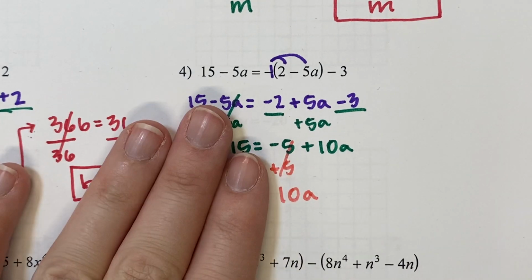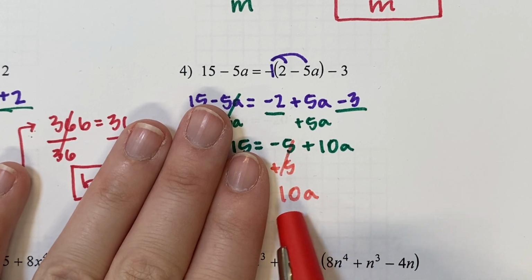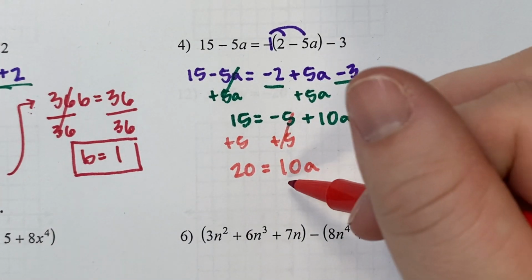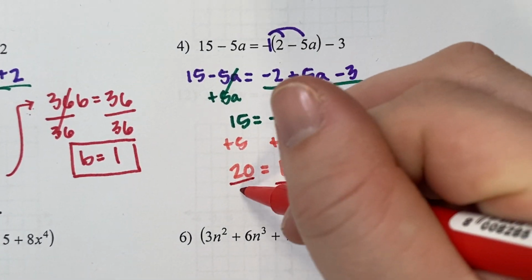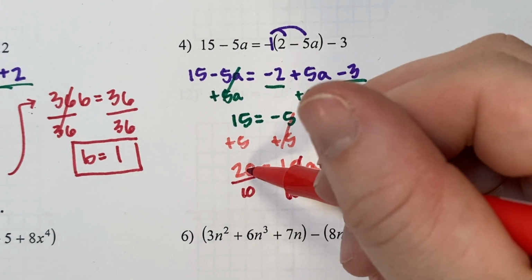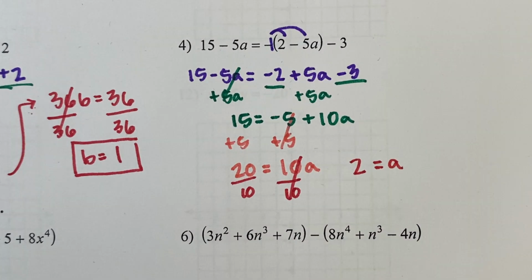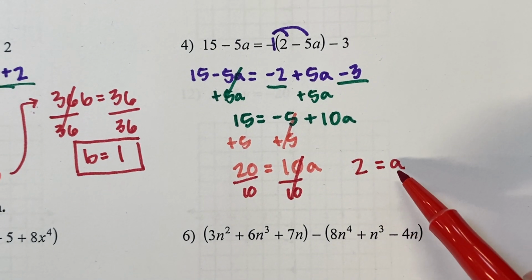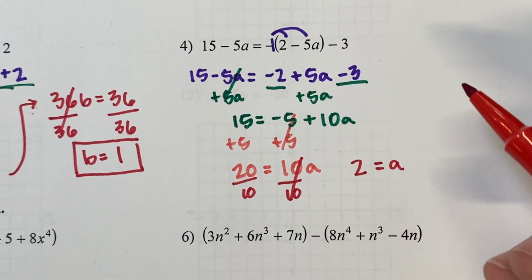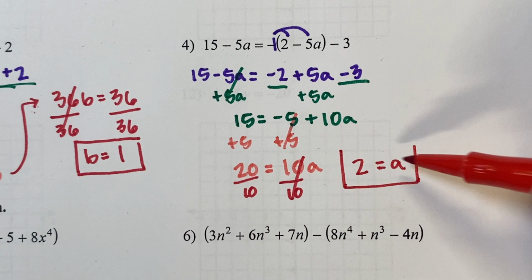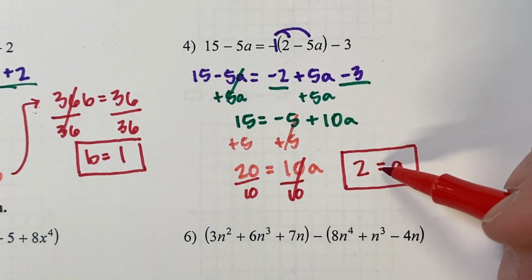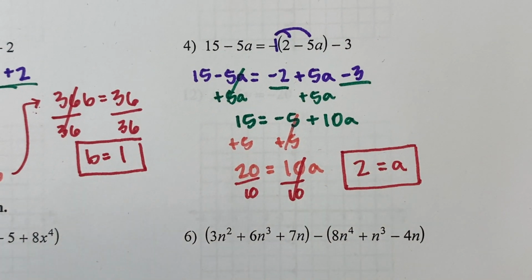Okay, last step for getting my a by itself, I have to do the opposite of times by 10, which is divide by 10. So 20 divided by 10 is 2 equals a. And remember, you can write it as 2 equals a or a equals 2, doesn't matter, same thing. But we figured out that a is equal to 2.